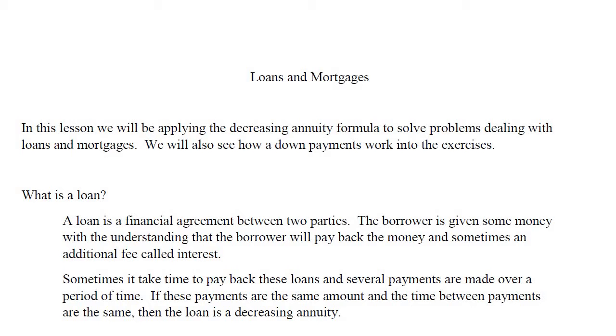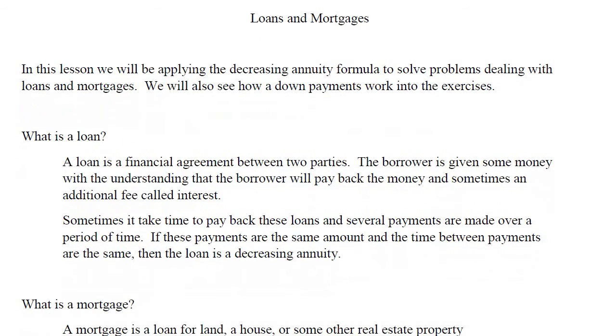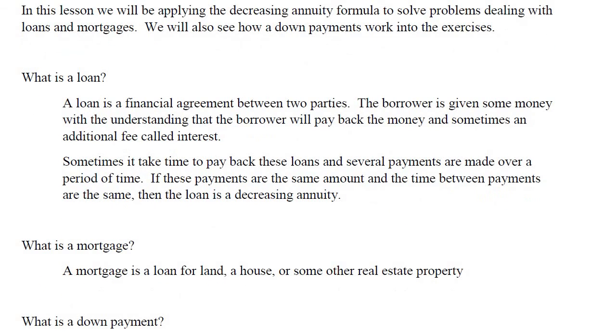First of all, what is a loan? A loan is a financial agreement between two parties. The borrower is given some money with the understanding that the borrower will pay back that money and sometimes an additional fee called interest. Sometimes it takes a long time to pay back these loans, and several payments are made over a period of time. If those payments are the same amount and the time periods are the same, then the loan is a decreasing annuity.